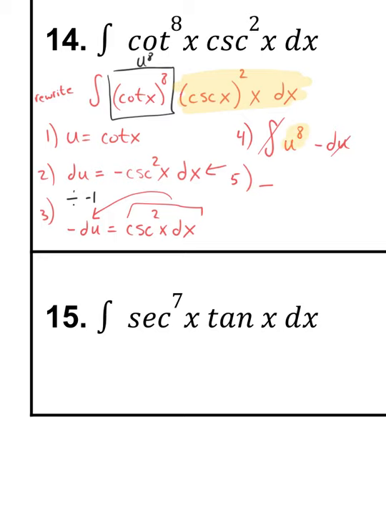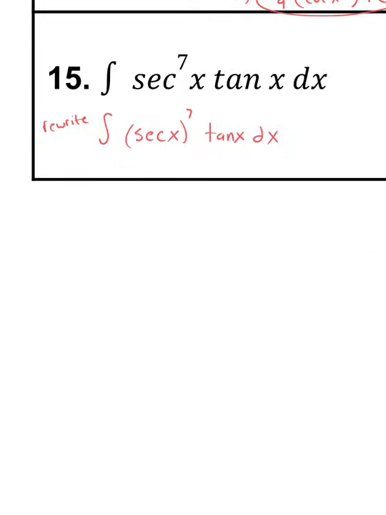We have u to the 8th, and that's what we take the antiderivative of, and that's a power rule. So we get negative u to the 9th over 9 plus c. And now we rewrite it. Pull out the -1/9 and write it as a coefficient. Plug in u, cotangent of x, plus c. And there's your antiderivative.